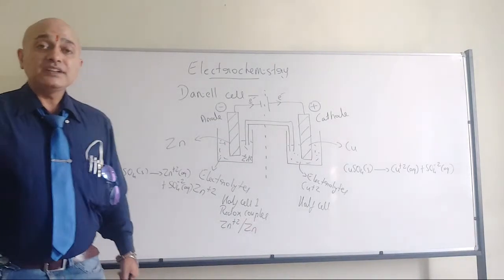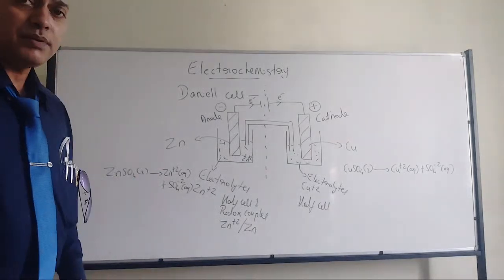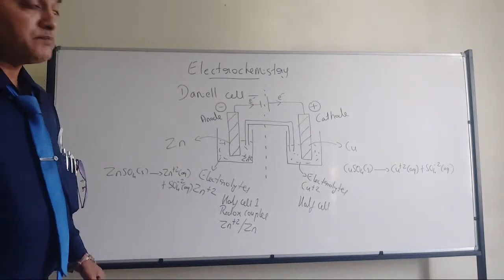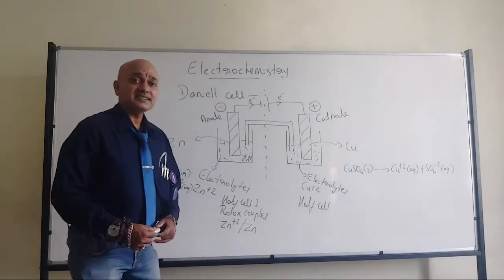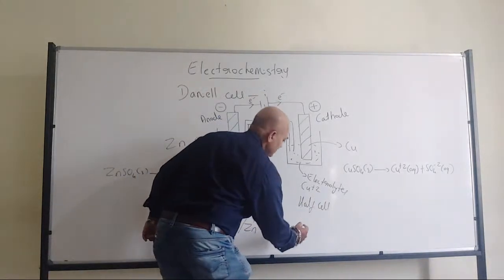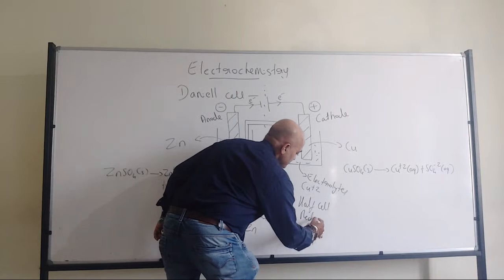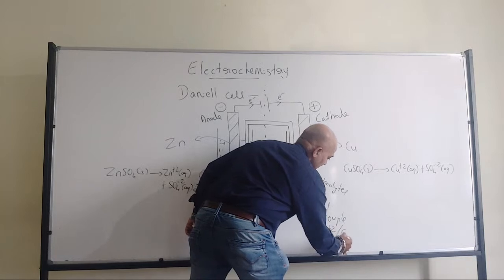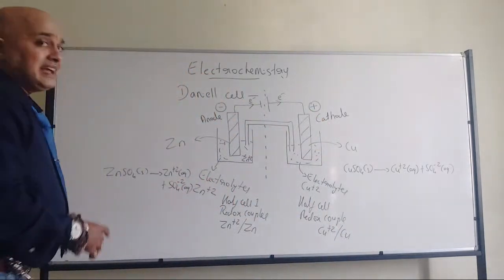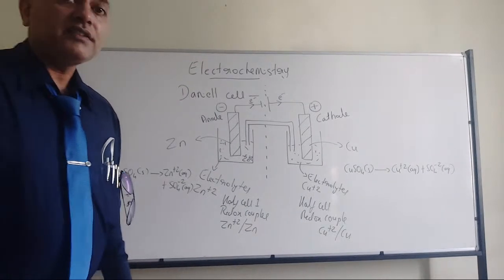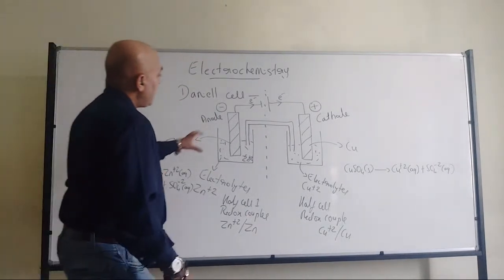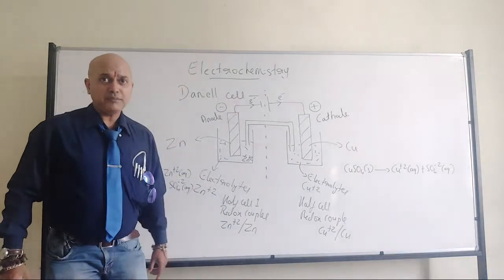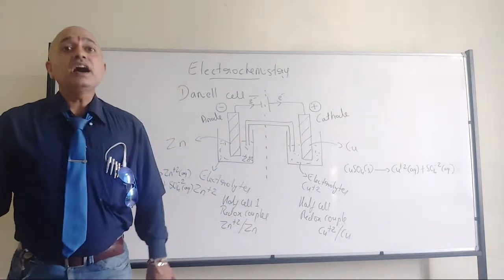Please remember, whenever we are representing the redox couple, the oxidized part should be written first, then the reduced part should be written. So therefore it will be zinc plus 2 and zinc. On the other side, the redox couple will be represented as cupric ion and copper, Cu plus 2 and copper. So all of you have understood? That's where we have the half cell. Two half cells will come together to form one electrochemical cell. Therefore they are considered as half cells.